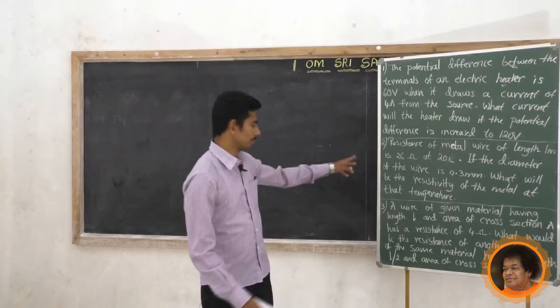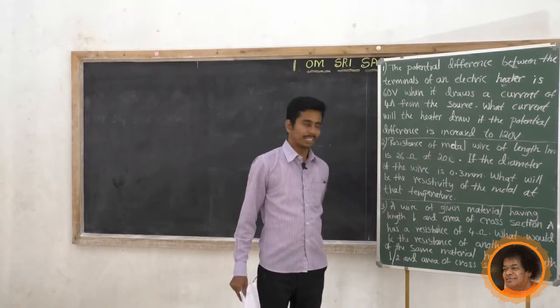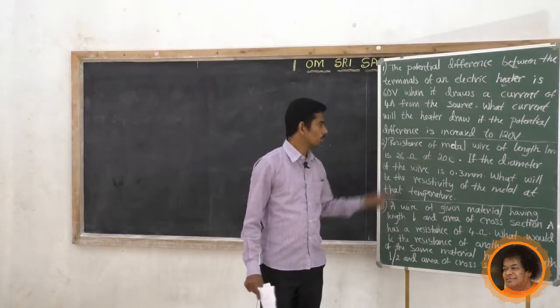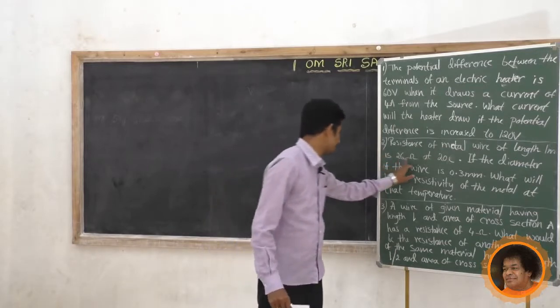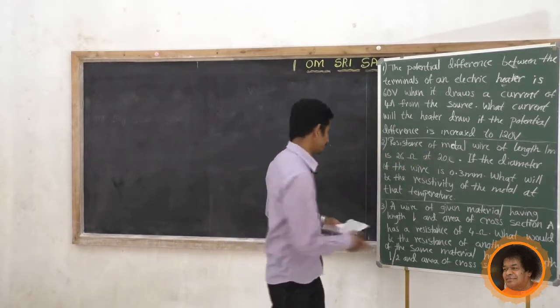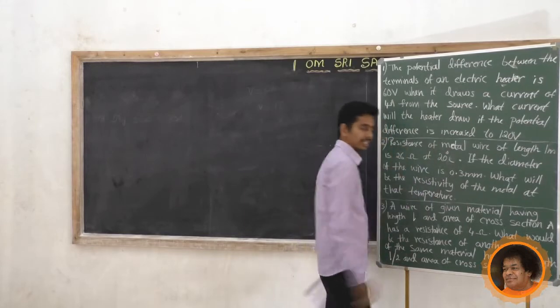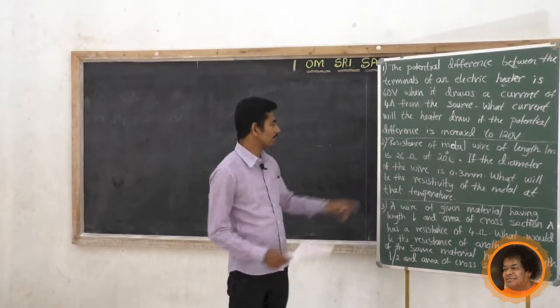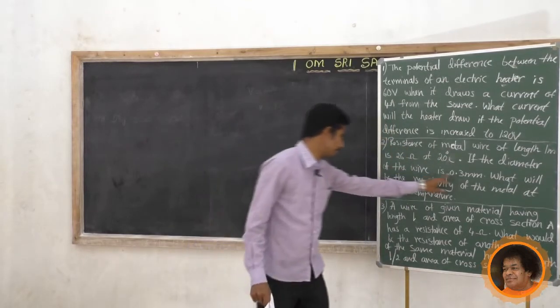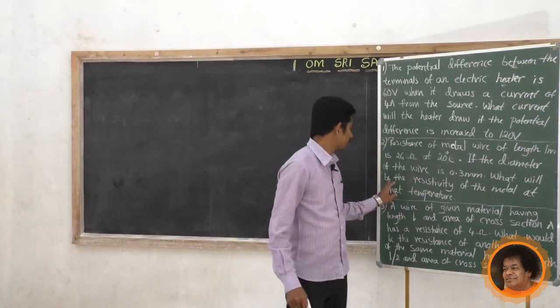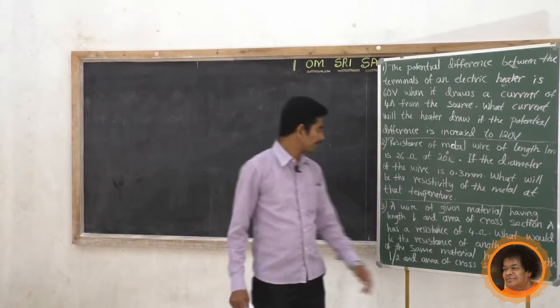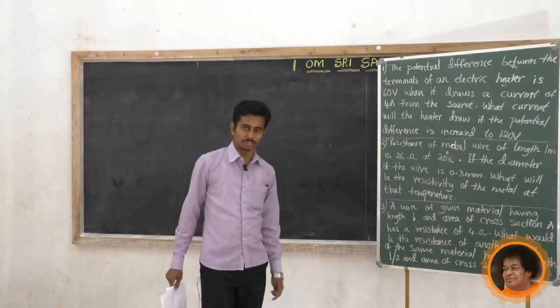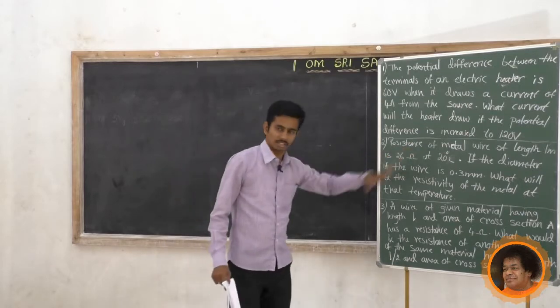Okay, second problem. Resistance of a metal wire of length 1 meter is 26 ohm at 20 degree Celsius. If the diameter of the wire is 0.3 millimeter, what will be the resistivity of the metal at that temperature? Now write the data.